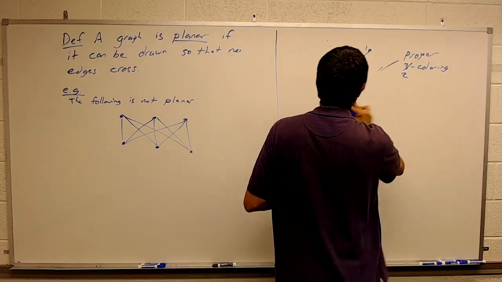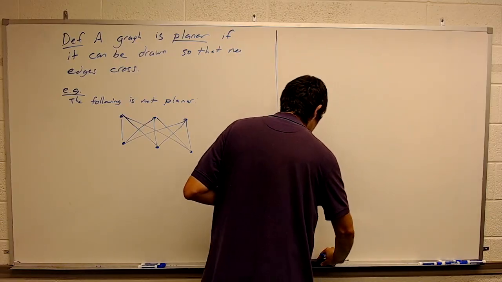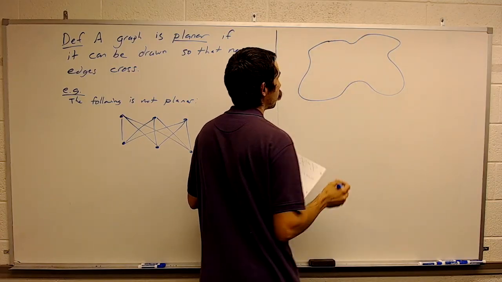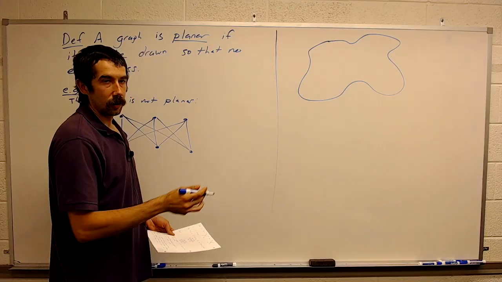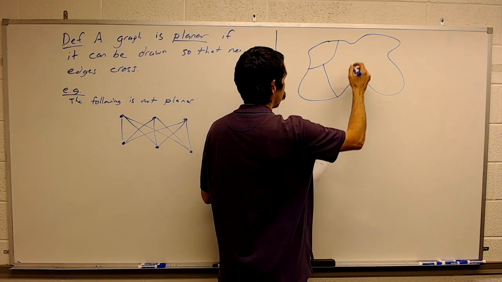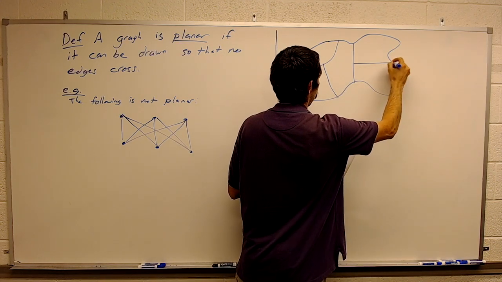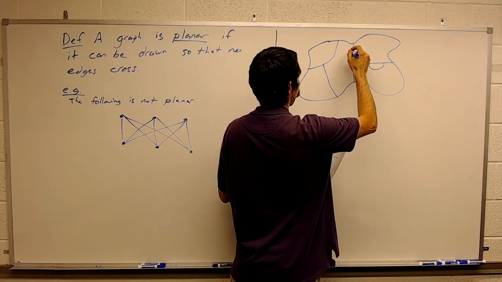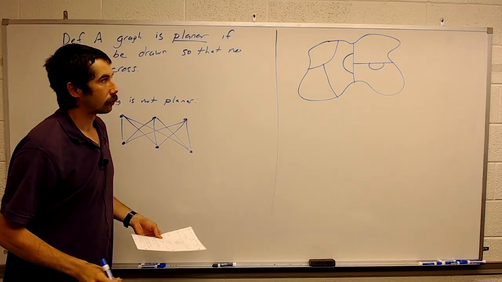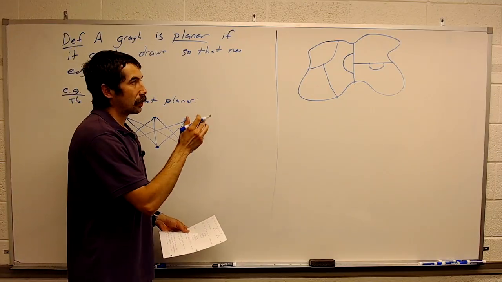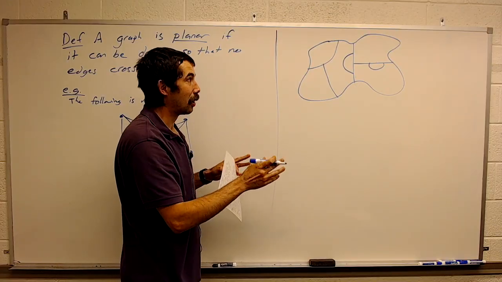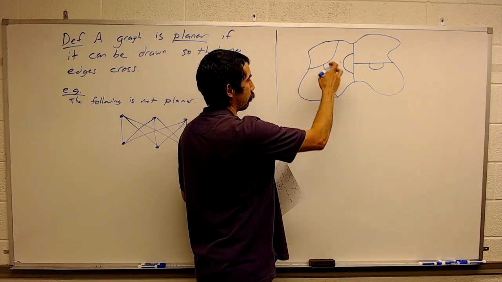So suppose this is our country. Suppose this is a country and it has a bunch of states. We can, so this is not a graph. This is a map. But we can assign a graph to this map.